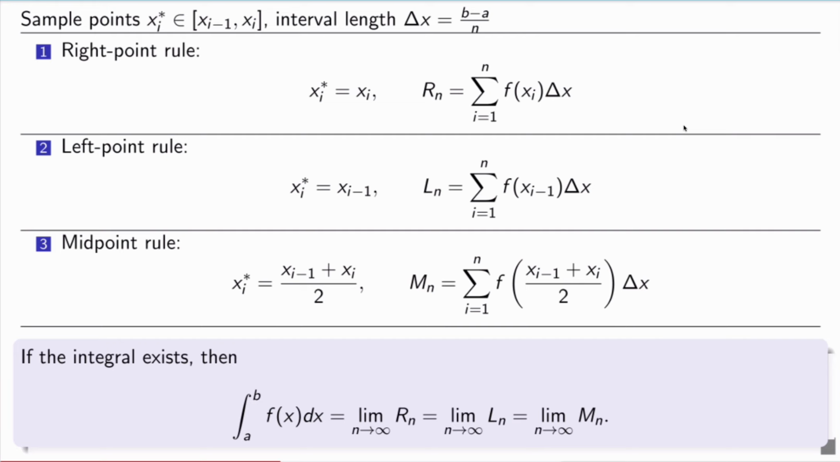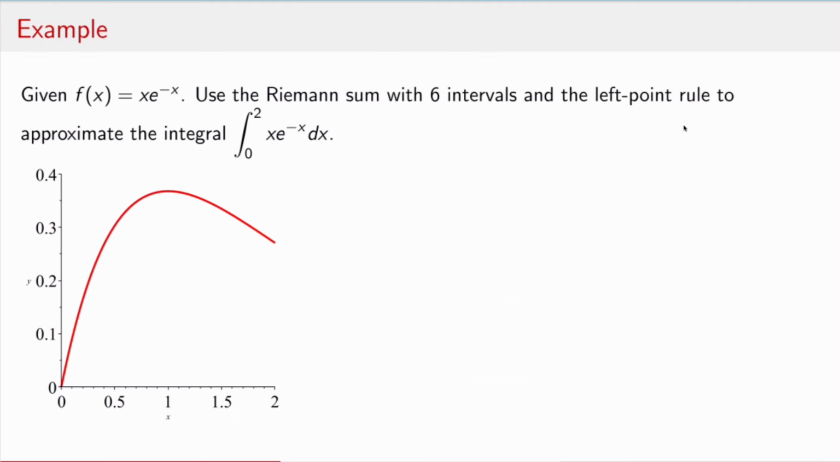And so you will be expected to be able to compute any of these rules, the right point rule, the left point rule, the midpoint rule, for a reasonable amount of subintervals, so let's say up to 10. So let's do an example together where we can practice this. Here's the example. The function is x times e to the minus x, and it is plotted out right here. Use the Riemann sum with 6 subintervals and the left point rule to approximate the integral from 0 to 2 of x e to the minus x dx.